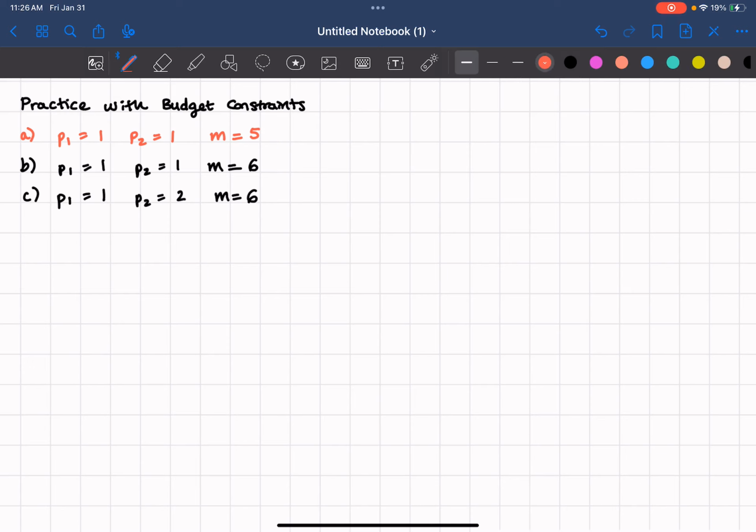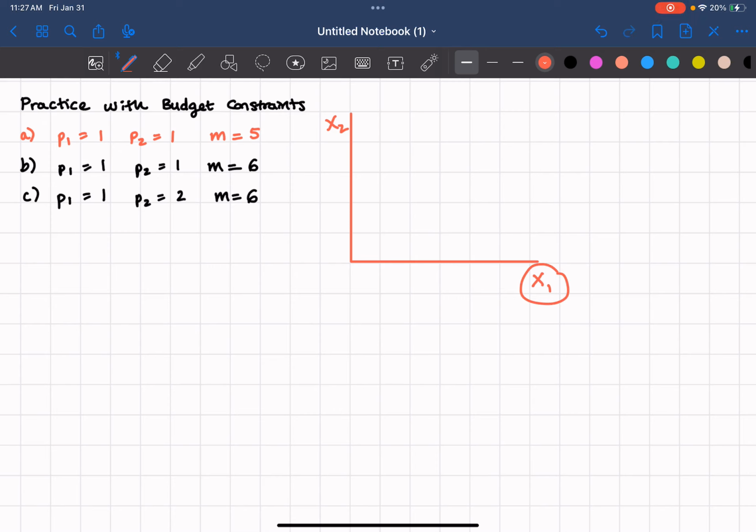I put it in orange. In part A, let's set up our budget constraint. I'll have X1 over here, which is the amount of good 1 we're buying, and X2 over here, which is the amount of good 2 we can buy. A simple way to draw these budget constraints is just to draw the X and Y intercepts. Let's start with the X-intercept.